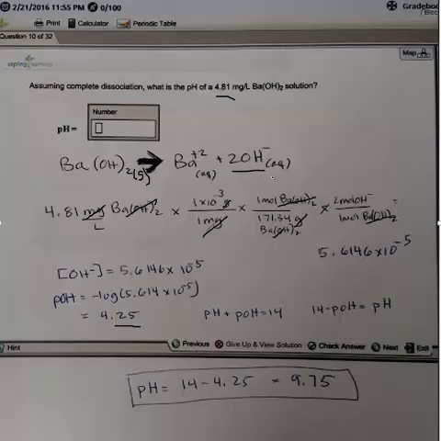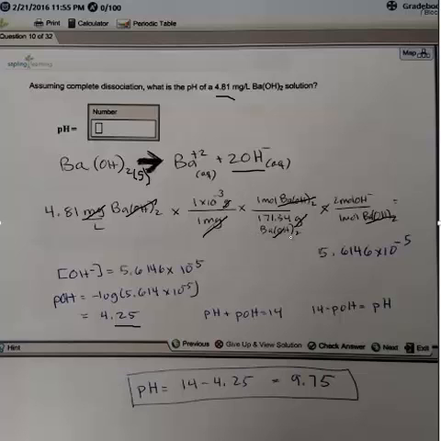So since we need a concentration of hydroxide, the first thing I want to do is change my mass to moles. I'm given 4.18 milligrams per liter, and so I want to change my milligrams to grams. So I multiply by this conversion factor: 1 times 10 to the minus 3 grams is 1 milligram. My milligrams cancel out. Once I'm in units of grams, I want to convert to moles using the conversion factor of molar mass.